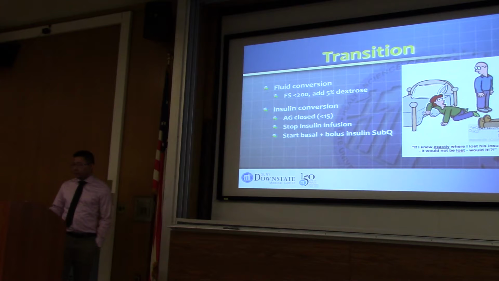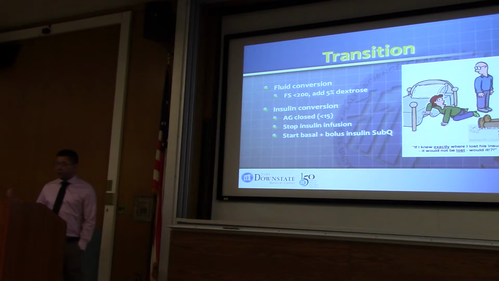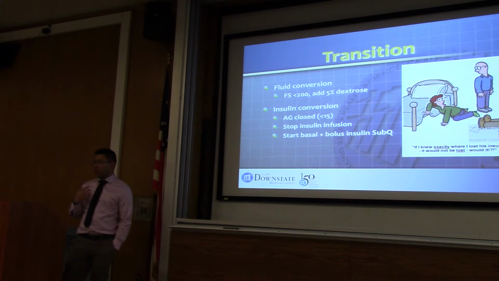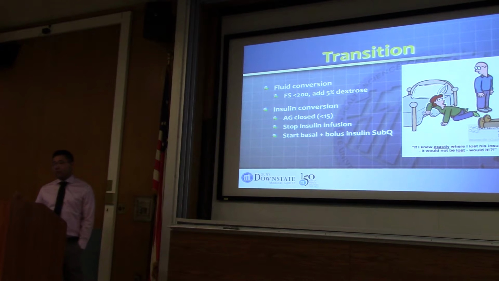So what you can do is calculate their daily needs for insulin. It's usually 0.5 unit per kilogram, and you can split that into 50% basal and 50% bolus. Usually the basal is glargine, or Lantus, and then you can do TID or before every meal the bolus, which is usually aspart here.